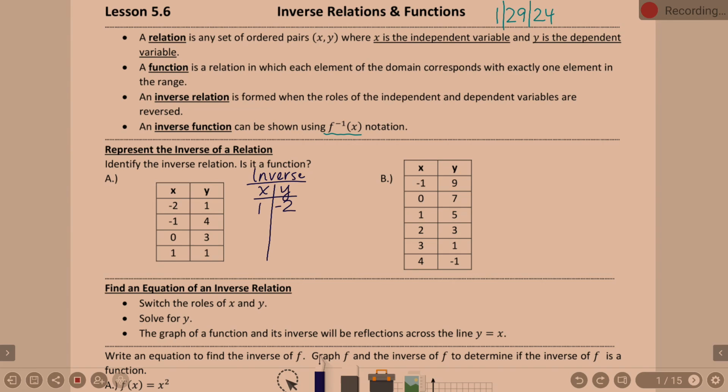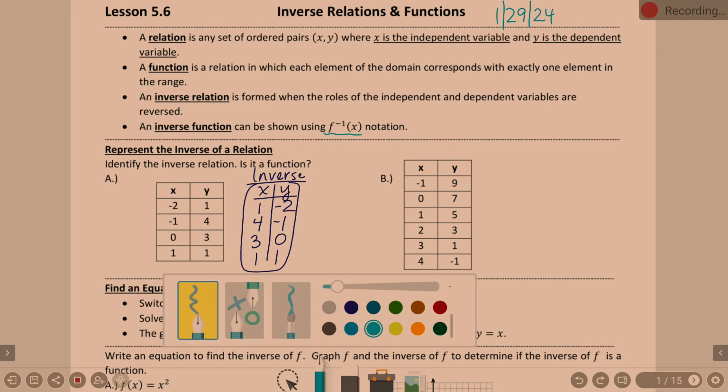Because what did an inverse say? It says when the roles of the independent and dependent are reversed. So you're taking your independent and dependent and switching them. Or, you want the easy words? Switch x and y. Okay, so negative 2, 1 becomes 1, negative 2. Negative 1, 4 becomes 4, negative 1. 0, 3 becomes 3, 0. And 1, 1 becomes 1, 1. Or shall I say stays 1, 1. Okay, so right there, if you're asked for the inverse, there is your inverse.